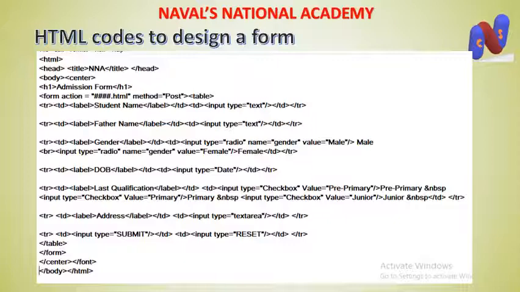Then again I have used input type equal to checkbox to provide a second checkbox for the same label, last qualification, and this time the value will be primary and the label will be primary only. Again I have used ampersand nbsp to provide a few spaces. Then again I have used input type equal to checkbox to provide the third option for last qualification, and the value will be junior, label will also be junior, and then I have closed the TD and TR.